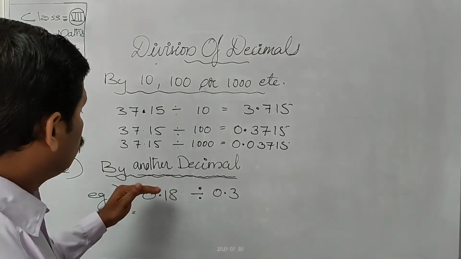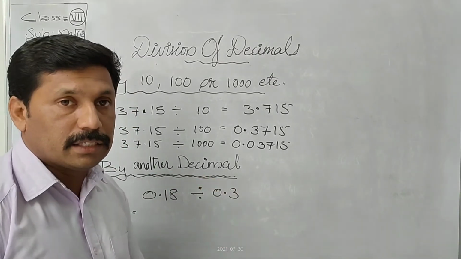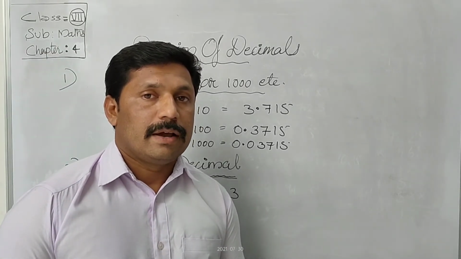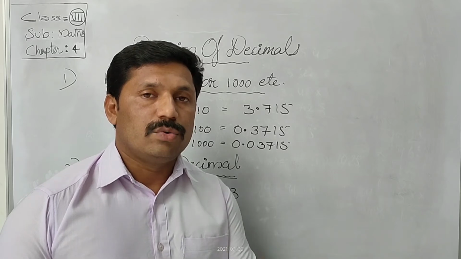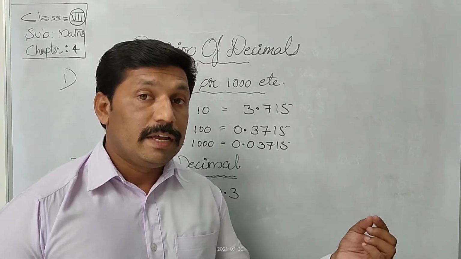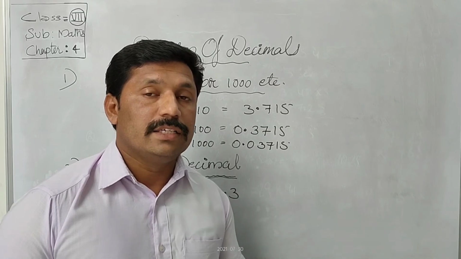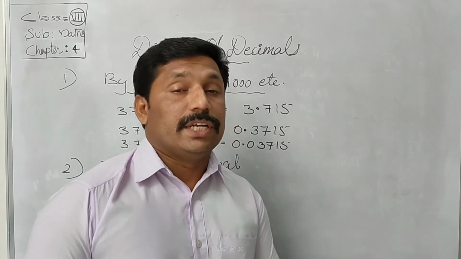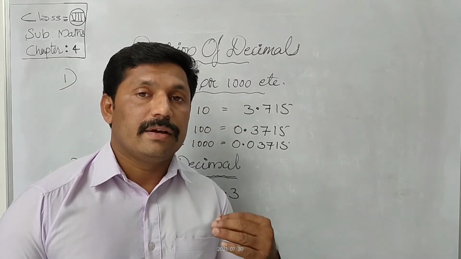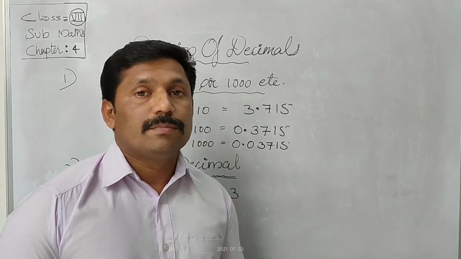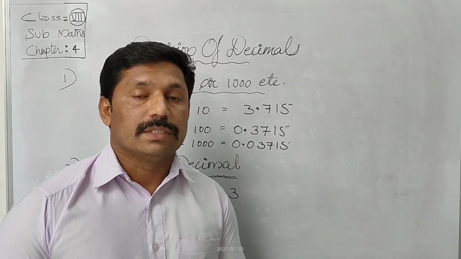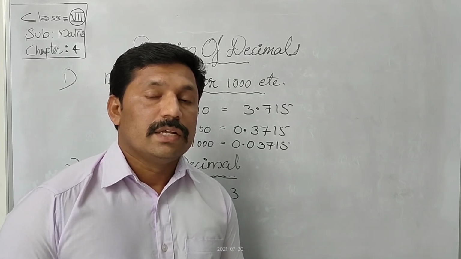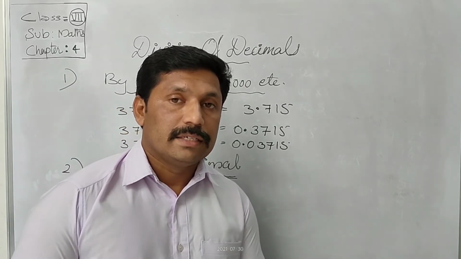Okay. Now we move to division of decimal by another decimal. Students, when we divide a decimal by a whole number, it is no problem. We can do the normal division. Whenever we carry down any digits from decimal places, at that time we put a decimal in the quotient. That is the method of dividing a decimal number by a whole number. But if both numbers are decimal numbers, means both the dividend and the divisor are decimal numbers, then how can we divide?